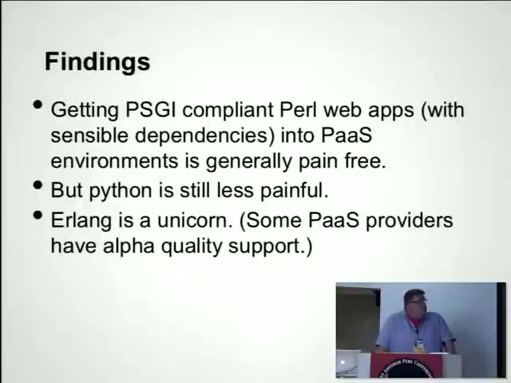So here are my findings. Getting PSGI compliant Perl web apps, as I said, I use Dancer and Mojo for Perl, with sensible dependencies is actually pretty pain-free. And I was pleasantly surprised by how easy it was for me to take my web apps and actually deploy them into both .cloud and Heroku.